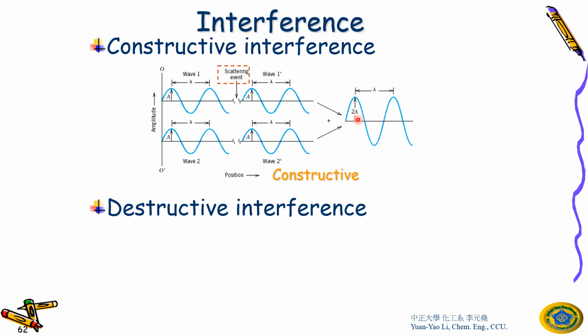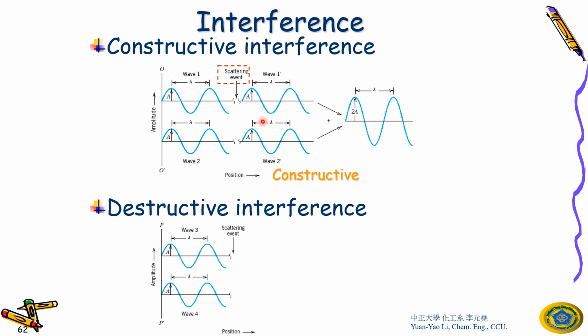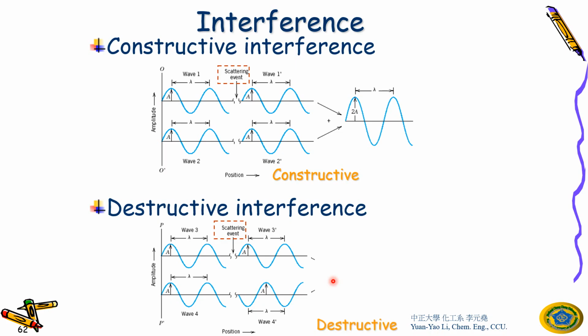How about destructive interference? Destructive interference is when, for some reason, there's a scattering event and they behave differently. So this A was positive and this A was positive, but it becomes negative. So you have interference, and that's what we call destructive interference. So you get nothing from the outcome. This is input, and this is output. This output has a very good wave behavior, but this output has nothing. This is called destructive interference.